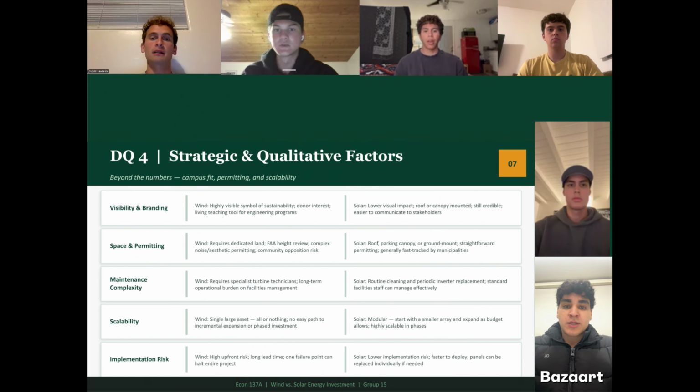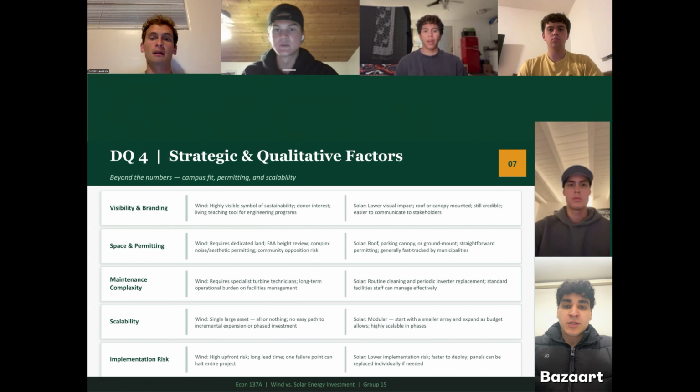Discussion question 4 is on screen. It's asking about qualitative and strategic factors beyond the numbers: visibility, space, permitting, maintenance, and scalability. On visibility, a wind turbine is a striking, highly visible sustainability symbol. It can attract donor interest and serve as a teaching asset for engineering programs. But that same visibility invites noise complaints, aesthetic objections, and complex FAA height clearance requirements. Solar on a rooftop or parking canopy is far less controversial. Permitting is generally fast and straightforward.